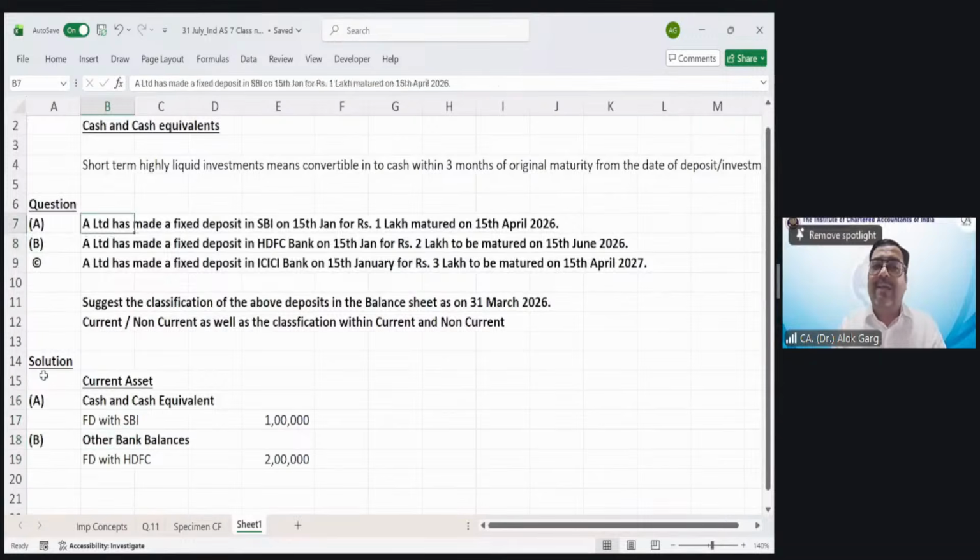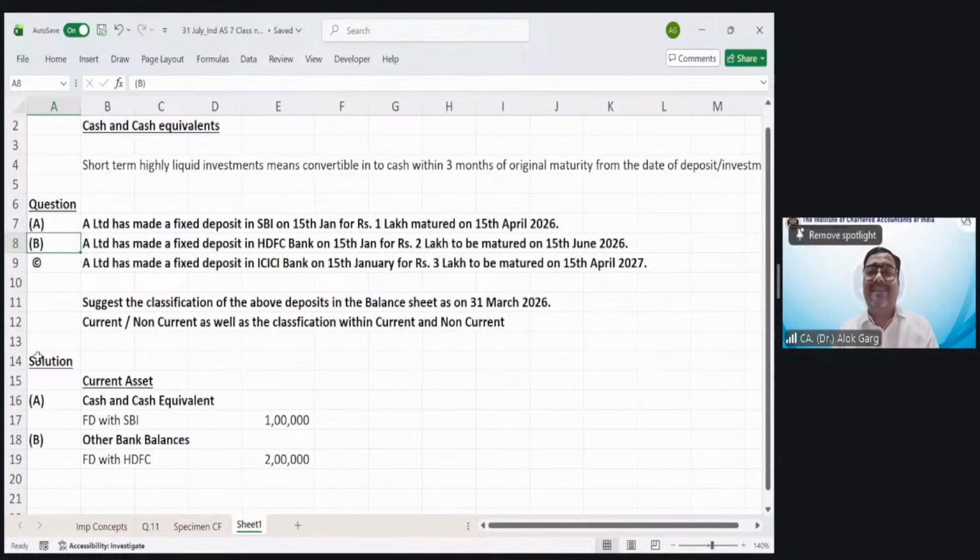Why? For cash and cash equivalent, you have to see from the date of deposit. You have to see the maturity of 3 months from the date of deposit, right? On the balance sheet date, this HDFC Bank FD is going to be matured on 15th June 2026, right, Manoj? So from 31st March 26, on the reporting date, the outstanding period is only 2.5 months, right?